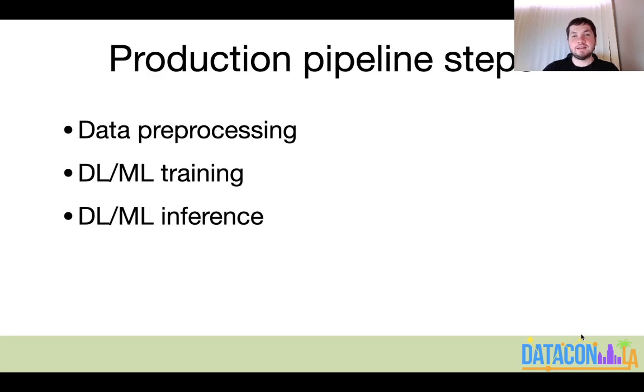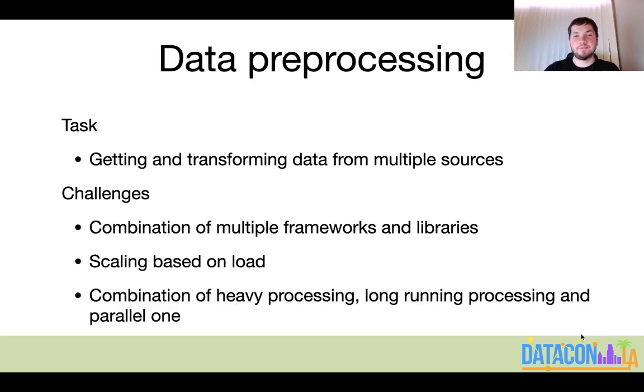When designing a deep learning pipeline, we need to design three main steps: data preprocessing, model training, and model inference. With data preprocessing, the main task is to get data from multiple sources, and the main challenges are the combination of different languages or frameworks, and scaling based on data.